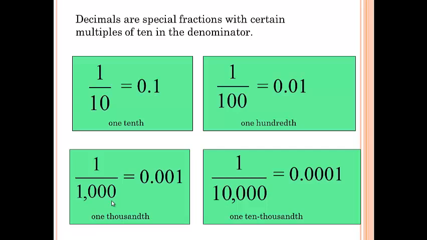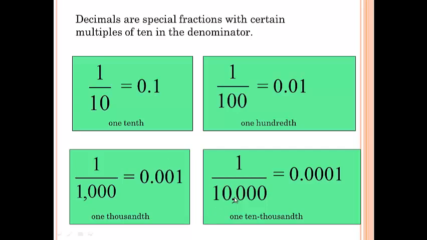1 over 1000, so we move back to the left 3 moves. Why? Because we have three 0s in 1000. Start from here. 1, 2, 3. Empty moves, so we add 2 zeros. 0.001.